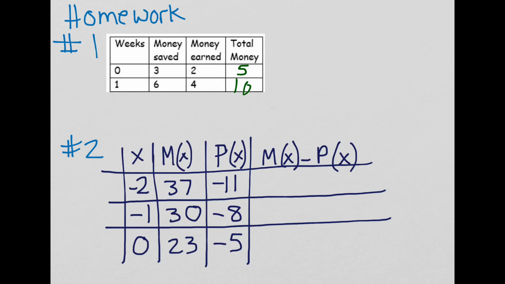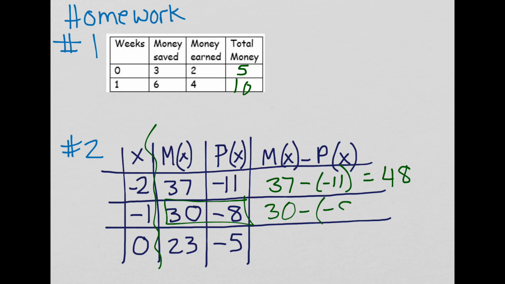Be careful when you subtract because you are going to be subtracting 37 minus negative 11. Always use parentheses when you subtract. And that actually is 48 because two negatives make a positive. So let's do that one again. We're just subtracting the y values because this x part is just telling you that when x is negative 1, the y value of m is 30 and the y value of p is negative 8. So 30 minus negative 8 is 38.